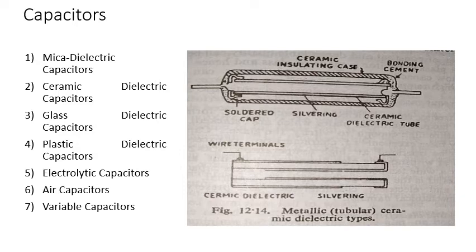Now the plastic dielectric capacitor. These capacitors are characterized by high insulation resistance at room temperature. They are made of polystyrene film or polyethylene terephthalate. This type of capacitor is not generally suitable for use above 60 degrees Celsius, even though some low value capacitors are used up to 85 degrees Celsius.